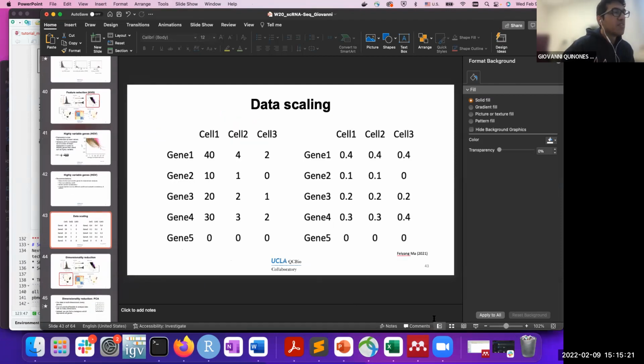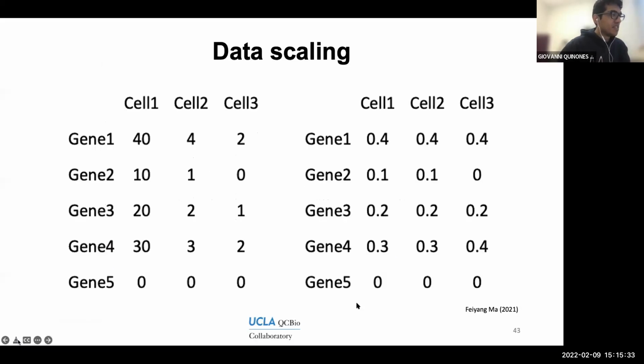You can think of normalization as the first type of data transformation that we perform, and scaling as the second type. The reason for scaling is, once again, to make values more comparable to each other. The final product of scaling is that you make every gene weigh the same as any other gene. What does that mean?